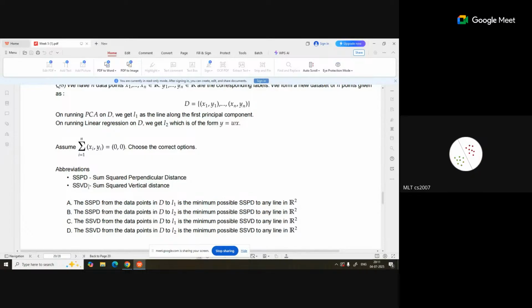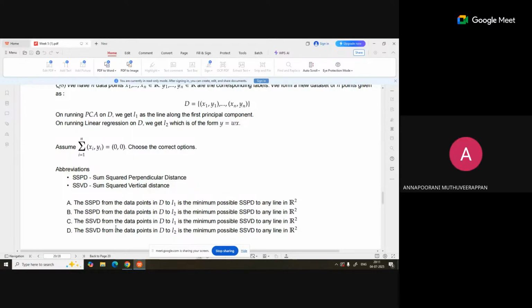SSPD is the sum squared perpendicular distance, and there is also the sum squared vertical distance. You have two components for the vector, one perpendicular and one vertical. The SSPD, that is the sum squared perpendicular distance from the data points in dataset D to L1, is the minimum possible to any line in R.